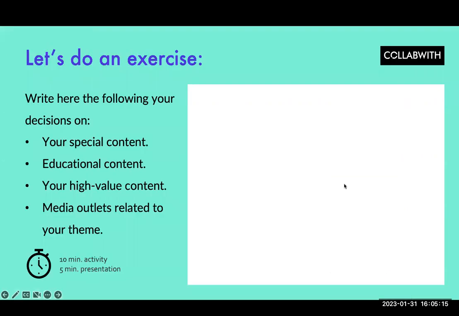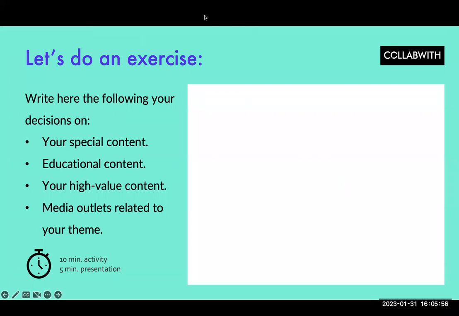So then it's time for an exercise. Again, take your pen and your notebook because you are writing your strategy now. You have to make a decision now. Well, you can change it after, but now you have to make a decision. A special content you want to create, like a podcast, video interview, something. Educational content, in which topic you are going to educate. High value content for free, like you are giving, even if it's every week, every day, or every quarter, whatever. And media outlets related to your topic, like you are going to share news with your community.